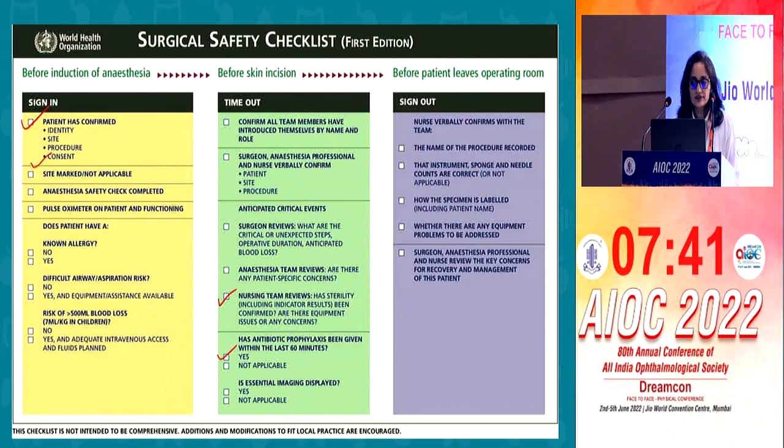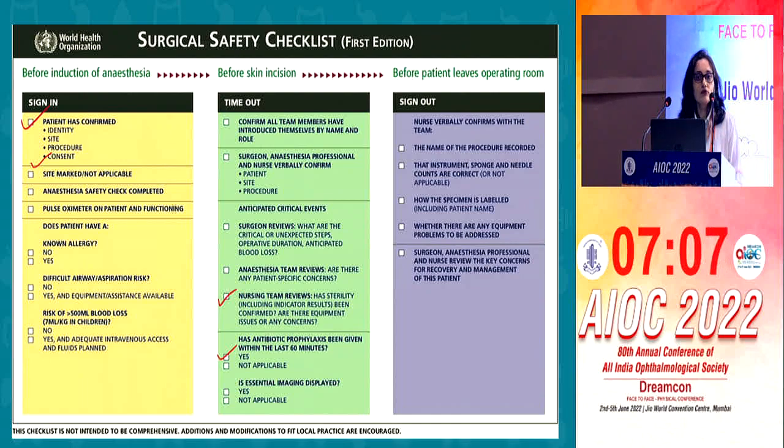So this is the surgical safety checklist, which is laid down by WHO in order to provide safety for all the patients who are undergoing surgeries. Now, this can be modified as per our need also. Here you can see the 3 phases: sign in, time out, and sign out. Sign in is before induction of anesthesia, time out is before incision, and sign out is before the patient leaves the operation theater. Now, in sign-in, you have to identify the patient and the site of surgery, and also the consent.